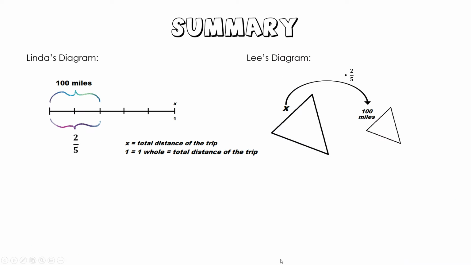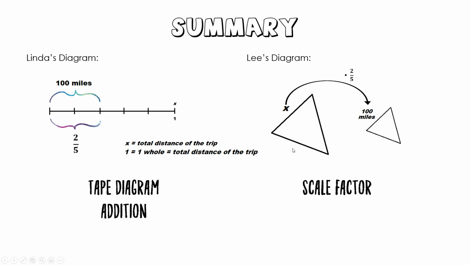All right, so to summarize, Linda's diagram and Lee's diagram, both of them, we found the same solution of 250 miles. In Linda's diagram, she used a tape diagram and she had to use addition, right? We had to add 100 plus 100 plus 50. We thought about how many times we could fit in here as a form of repeated addition. In Lee's diagram, he used a scale factor, so he used solely multiplication or division, depending on how you want to look at it with that fraction, right? Because multiplying by or dividing by a fraction is the same as multiplying by the opposite.